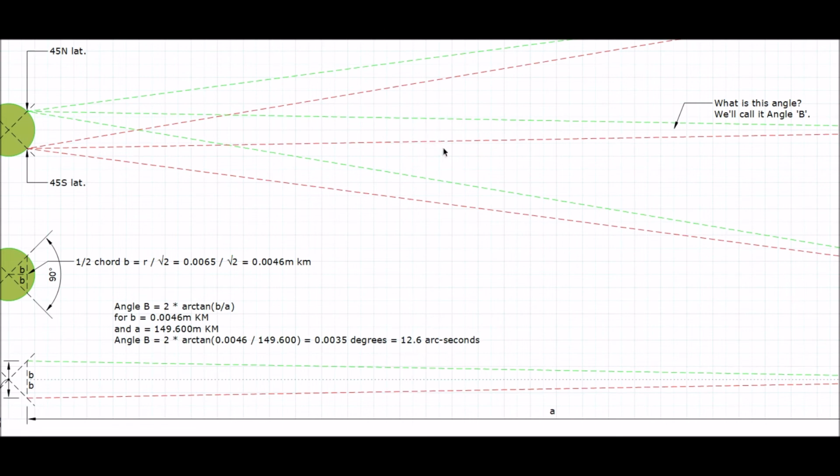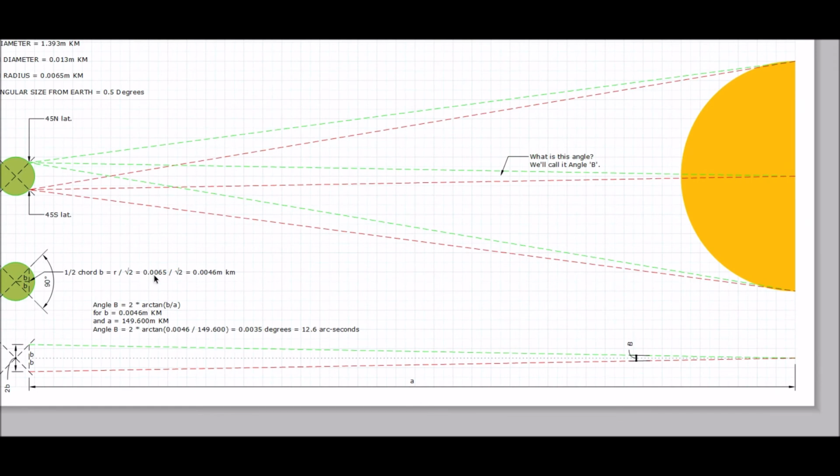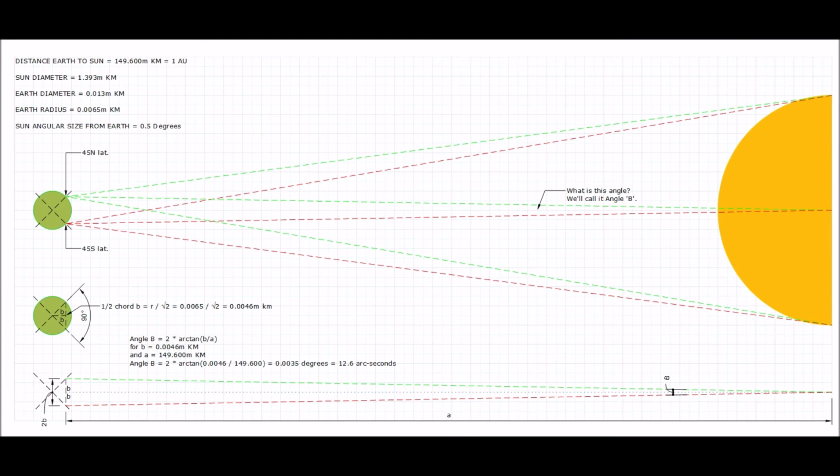That's something like 140th of the angular size of the sun, so it's several orders of magnitude smaller. This is why I think people were making a mistake when they're thinking about the sun's rays not being parallel when they reach the Earth. This is how close to parallel they are.